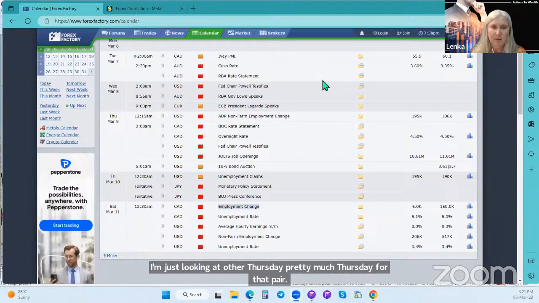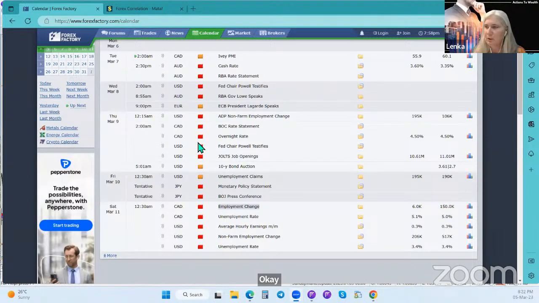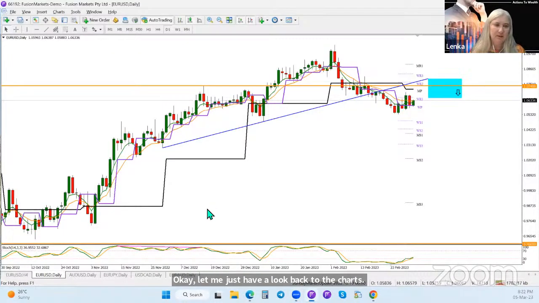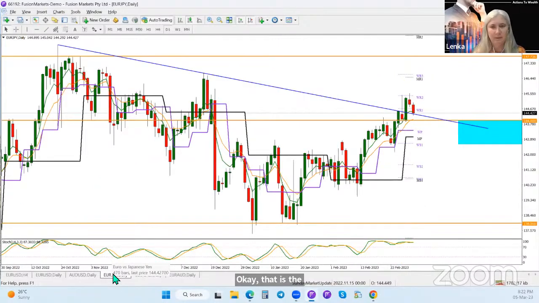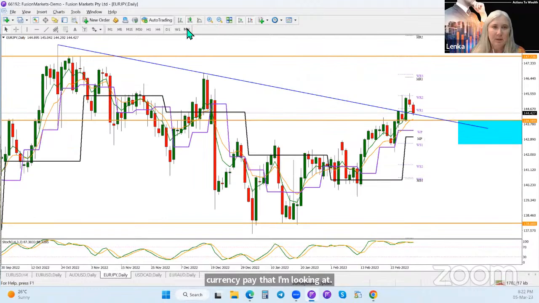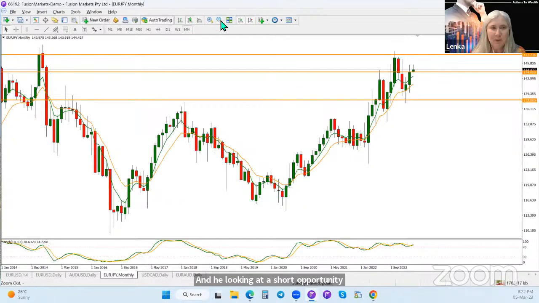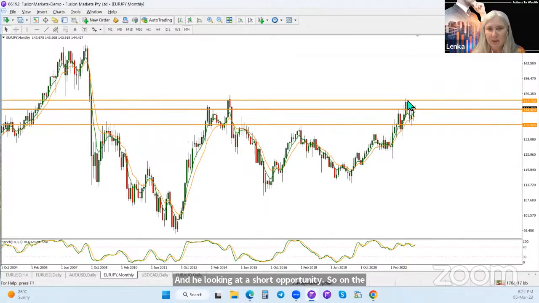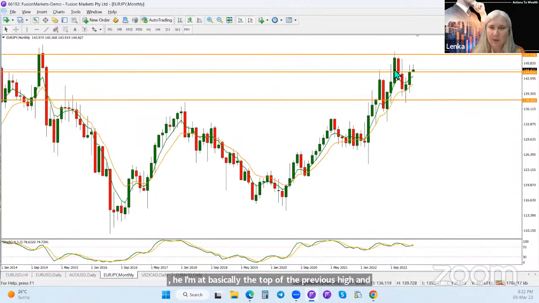Let me have a look. Back to the charts. Okay, that is the Euro JPY now. This is the last currency pair that I'm looking at. And here I'm looking at a short opportunity. On the monthly, I'm at basically the top of the previous high and the previous range, where it's been for the last few bars.